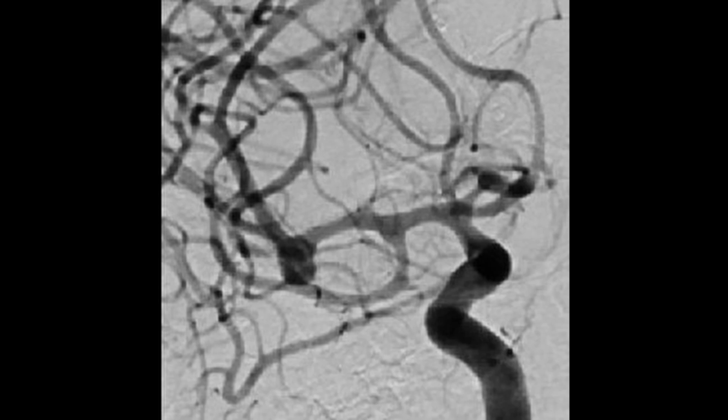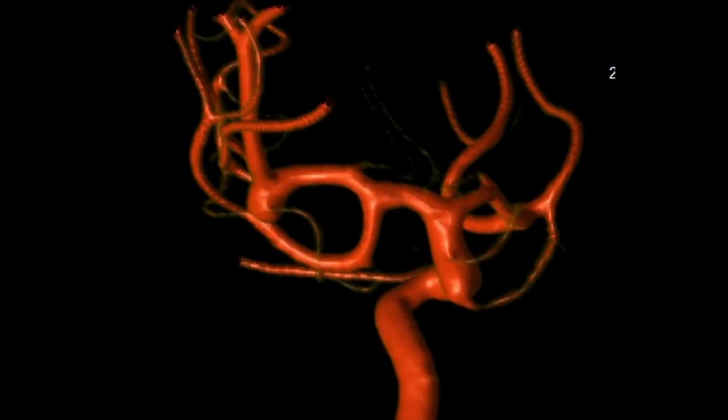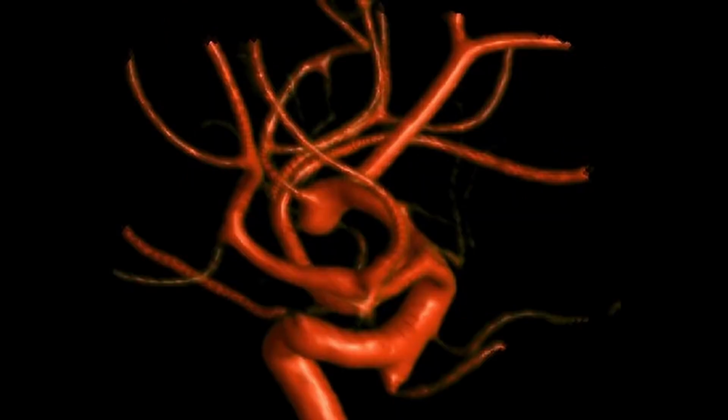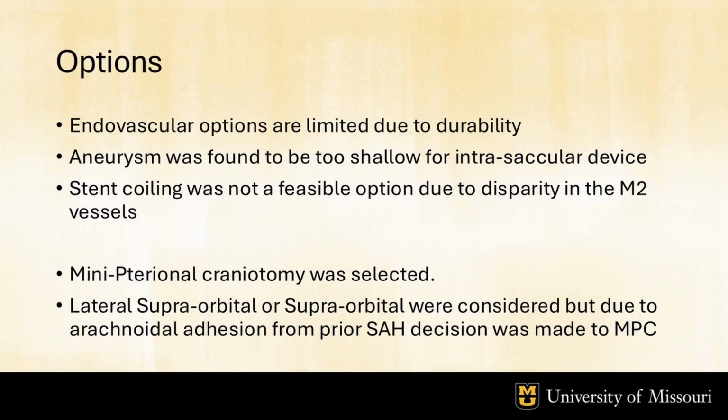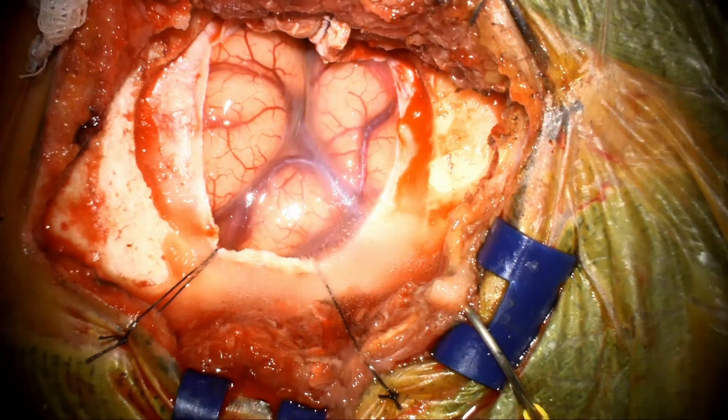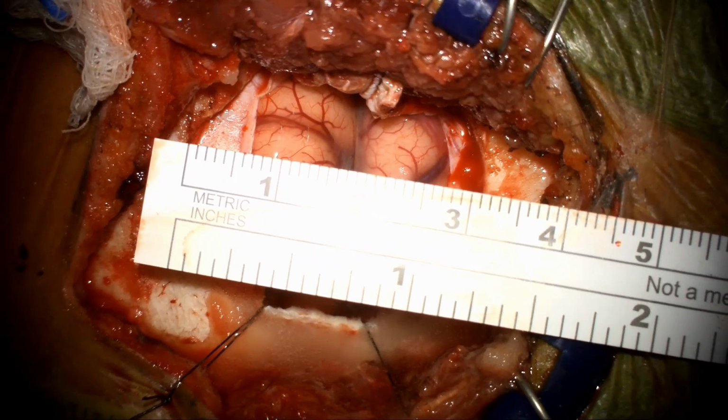Angiogram showing the aneurysm. This is a wide neck pointed downwards, and you can see the large anterior temporal artery close to the dome of the aneurysm, and also appreciate the small frontal branch, which is a concern in clipping of the aneurysm to make sure the branch stays patent. We have endovascular options, however, because of the longevity and durability, we decided to do surgery and decided to do a mini pterional because of the length of the MCA and distal position of the aneurysm.